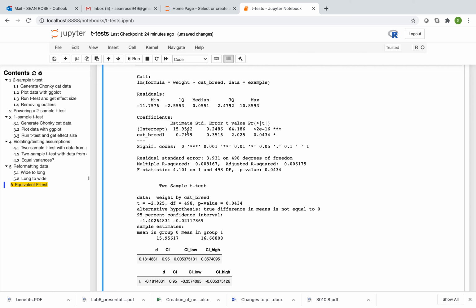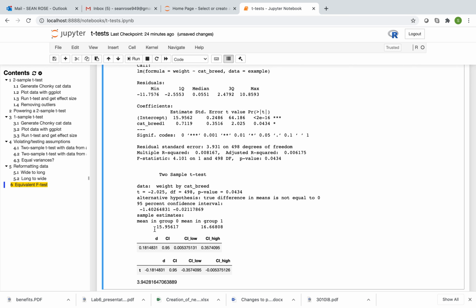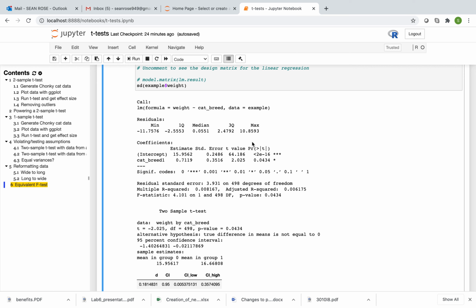Linear regression gives me an intercept of 15.9562. The way I've designed the linear regression, that is the sample mean of the first cat breed. So if I go down and compare that to the t-test, I see that the group 0 mean is 15.95617. That's exactly what I got out of the linear regression. Then for cat breed 1, the group mean is 16.668 from the t-test. In my regression, I designed it so that the difference between the sample means should be this value. So 15.9562 plus 0.7119 should give you 16.66808. So anyway, that's the result of the linear regression.